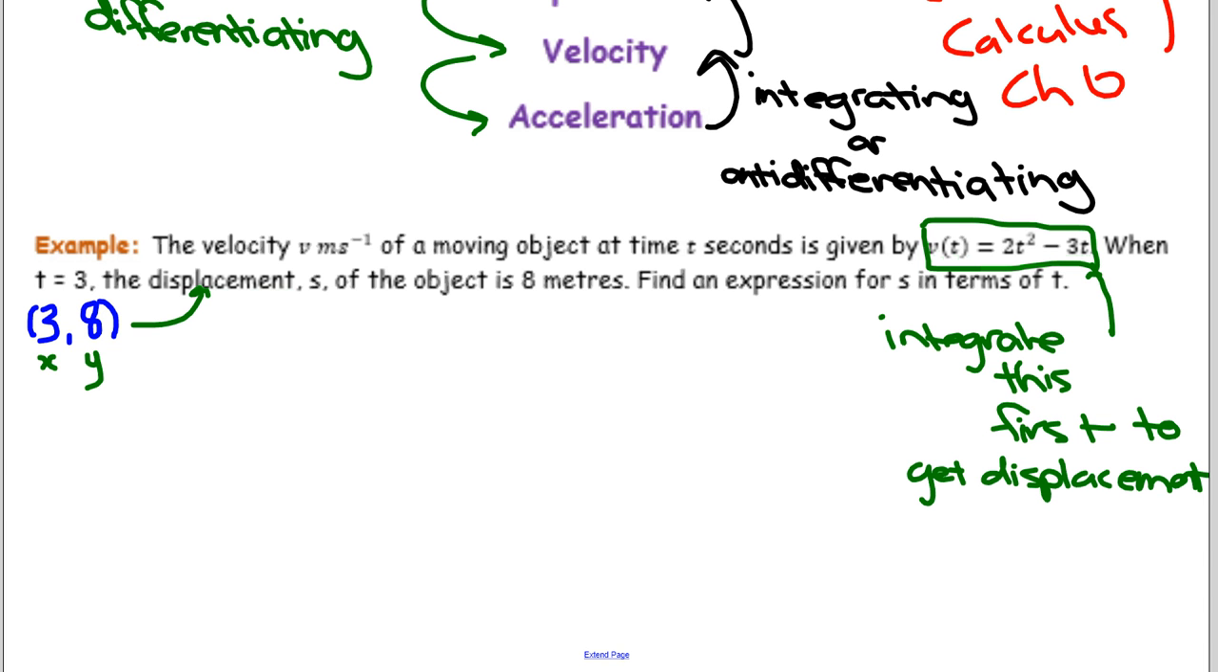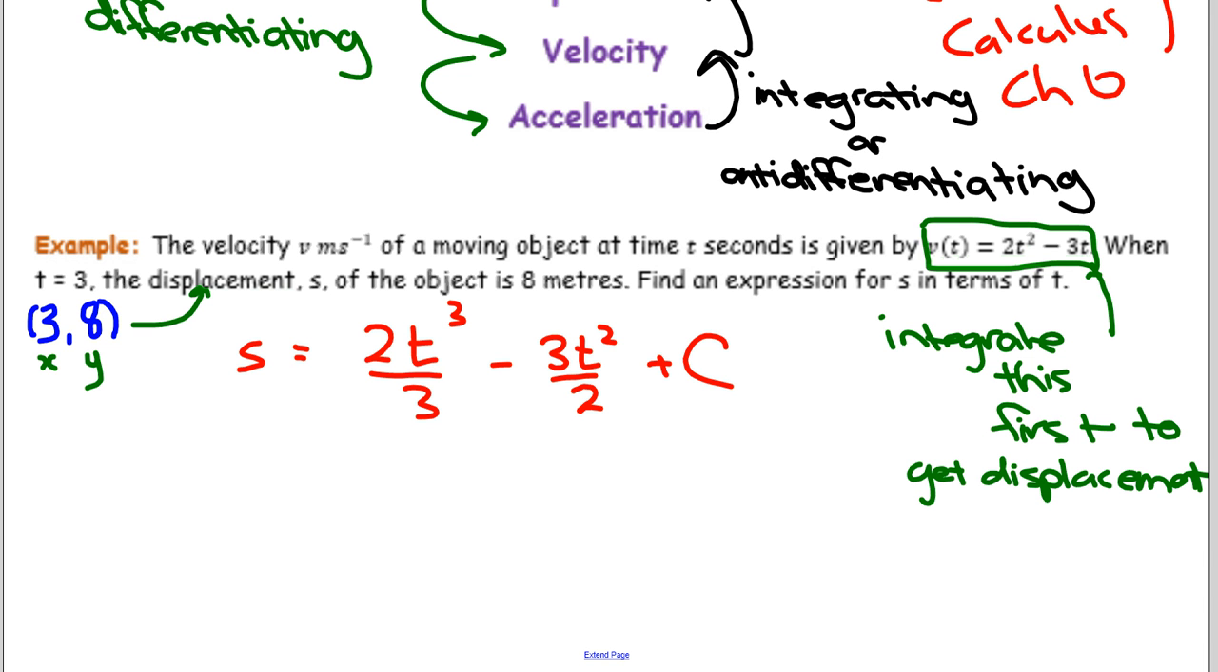Yeah, good. So s equals 2t cubed over 3, minus 3t squared over 3, plus c. Close. At the moment we don't know what the c is yet. So we're going to solve, we're going to sub in.